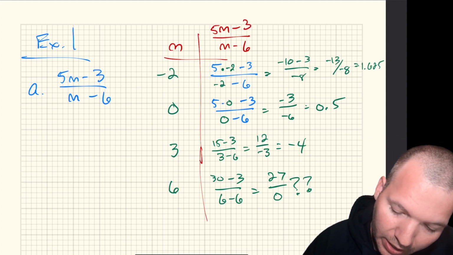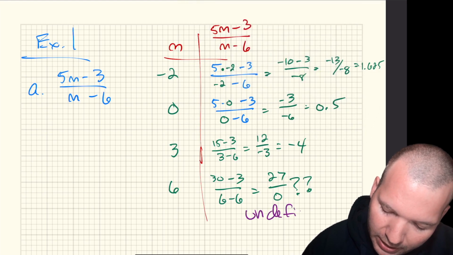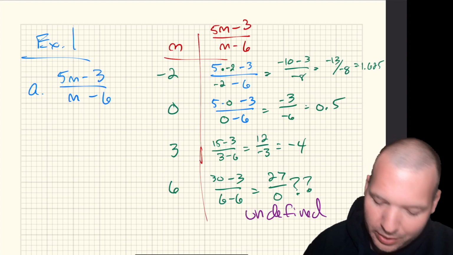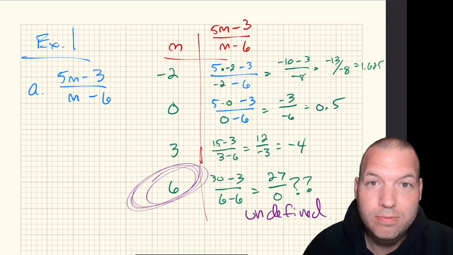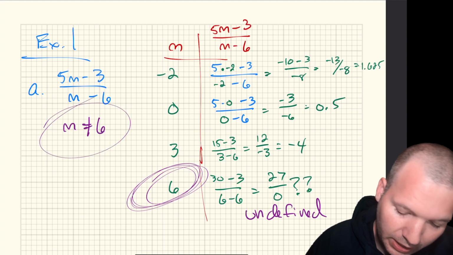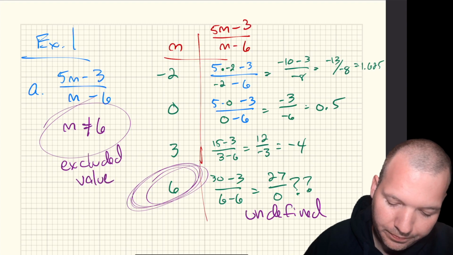This is why we break out the big guns and we say, oh man, that expression is undefined. But we don't like it when that happens. So we say, you know what? M cannot equal 6. This is what we call an excluded value.